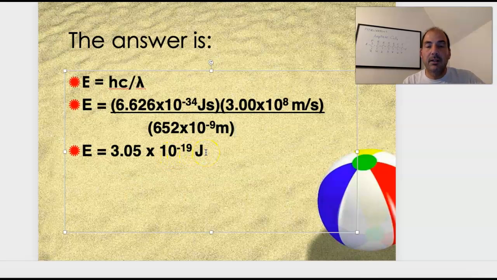Now keep in mind, that is joules per photon technically, because we're talking about just one photon. That is a very important thing to keep in mind, because this is a tiny amount of energy, right? Because we're only dealing with one photon. Most of the time, we're going to deal with large quantities of photons, so we're going to get a much larger amount of energy.